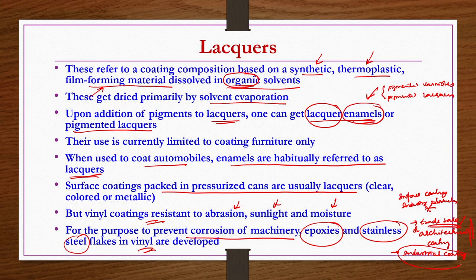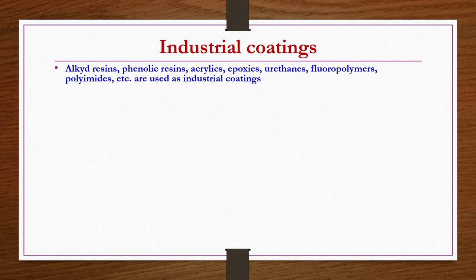Now we start discussing industrial coatings. Often alkyd resins, phenolic resins, acrylics, epoxies, urethanes, fluoropolymers, polyamides, etc. are used in industrial coatings or may be directly used as industrial coatings.